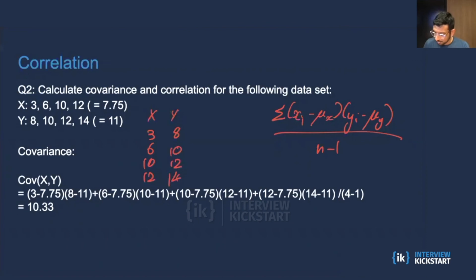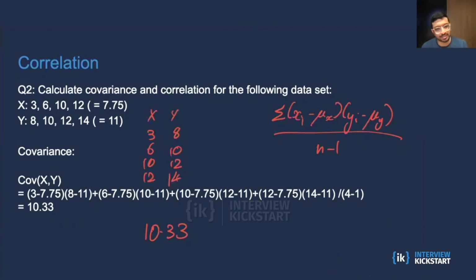So in order to find the covariance of x and y, we just plug all of these quantities into the formula. So (3 minus 7.75) times (8 minus 11), (6 minus 7.75) times (10 minus 11), and so on, divided by 4 minus 1, which is equal to 3, and that gives us an answer of 10.33. So 10.33 is a good indication to us that covariance doesn't really give us any information beyond the direction of the relationship.